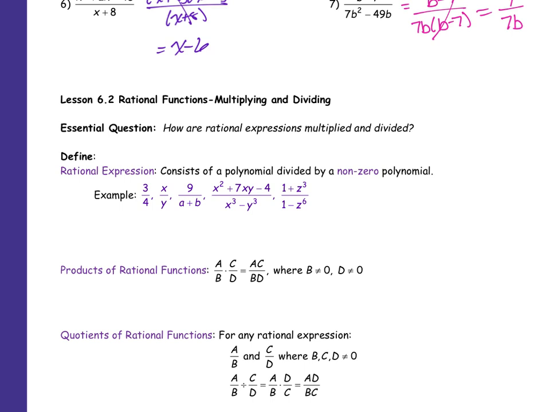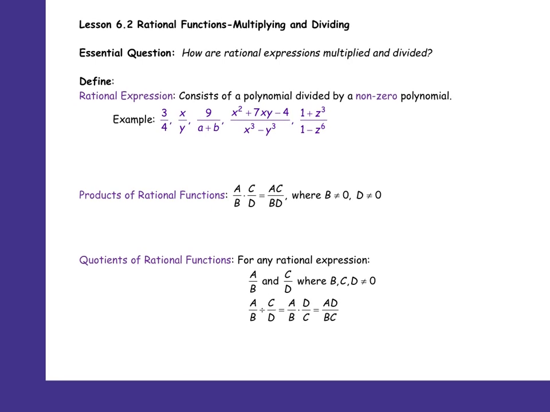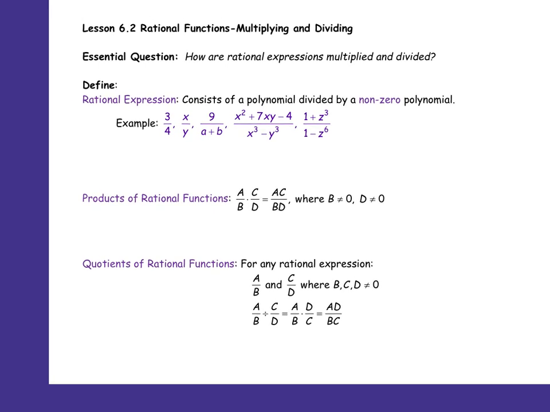The product of a rational function is you multiply the top times the top and the bottom times the bottom, where neither of the bottoms can equal 0 because you can't have a 0 in the denominator. And quotient, how I divide fractions, right, is I take the reciprocal of the second one, and then it becomes a multiplication problem. So basically, I'm going to flip the second fraction, and then it becomes multiplication.